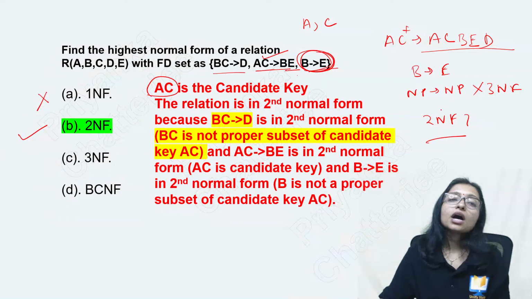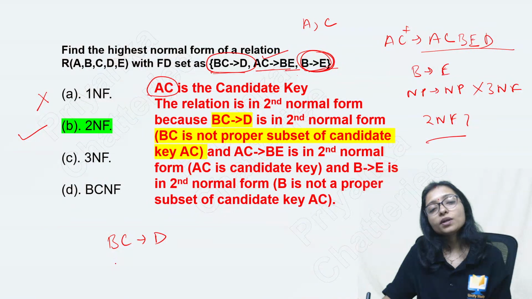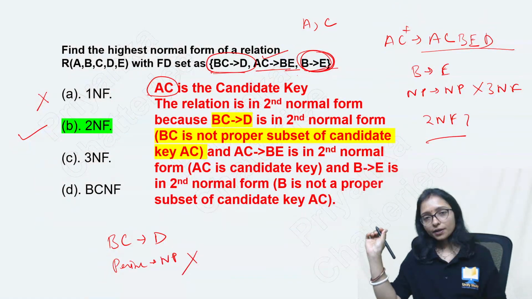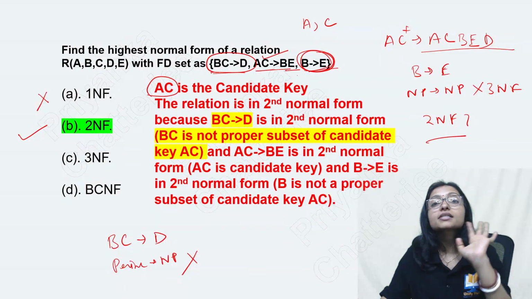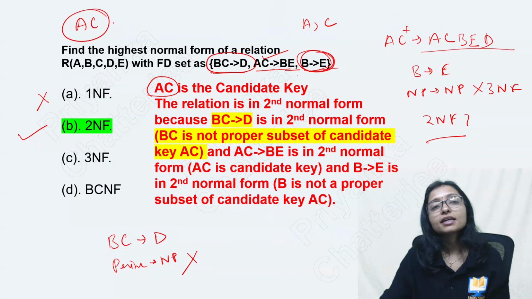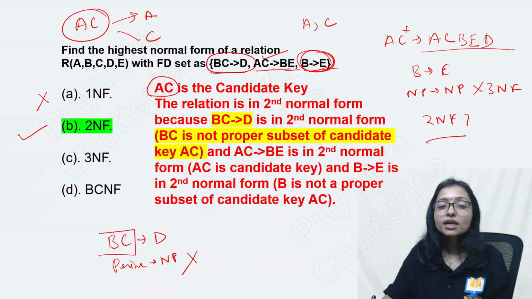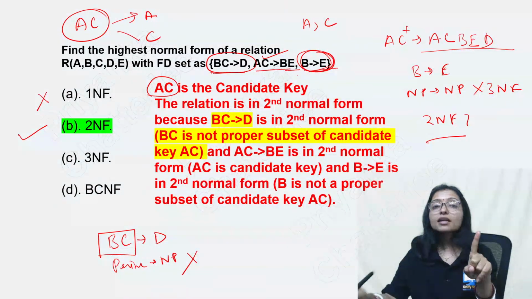For 2NF, now you will tell me, ma'am, here BC implies D. You will say, ma'am, this is prime to non-prime. No, this is not prime to non-prime. Prime means part of a candidate key. It should be a proper subset. Here AC is my candidate key, so a proper subset means either A or C. But B, C together is not a proper subset.